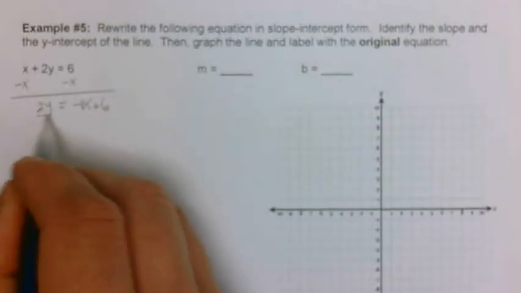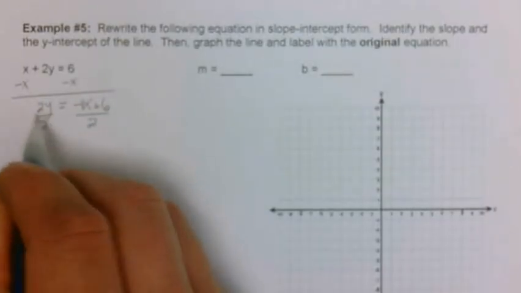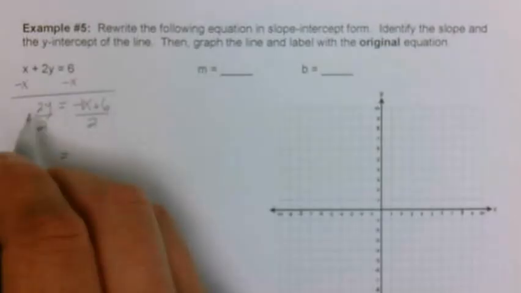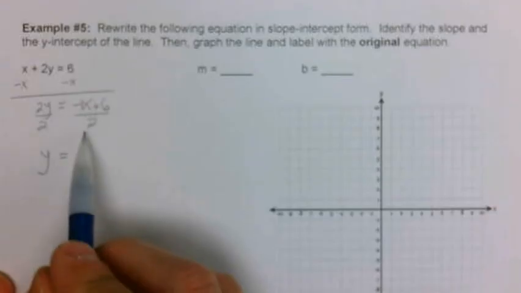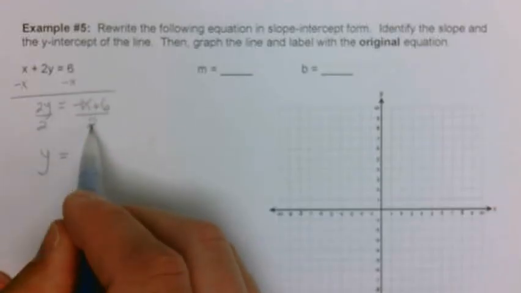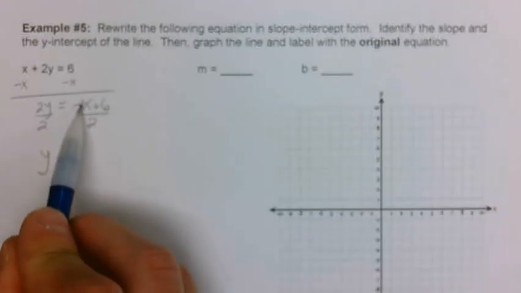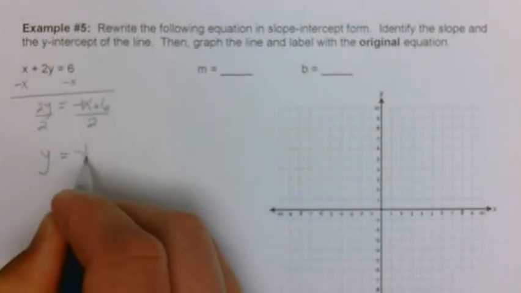All right. Now we'll divide each side by 2 since y was being multiplied by 2. 2y divided by 2 is y. And now we'll divide everything on the right by 2. Negative 1x divided by 2, that's going to be negative 1 half x.